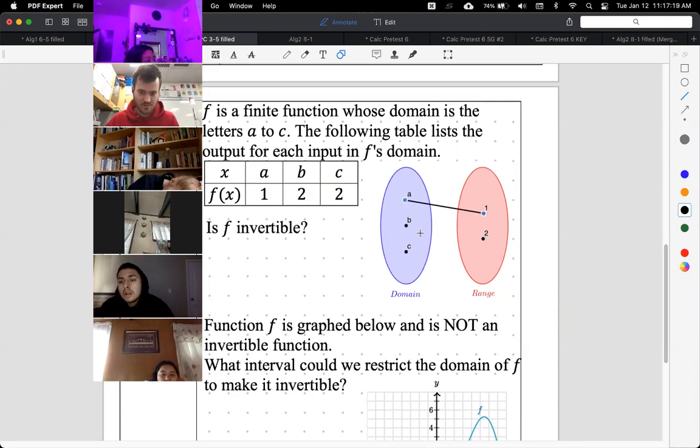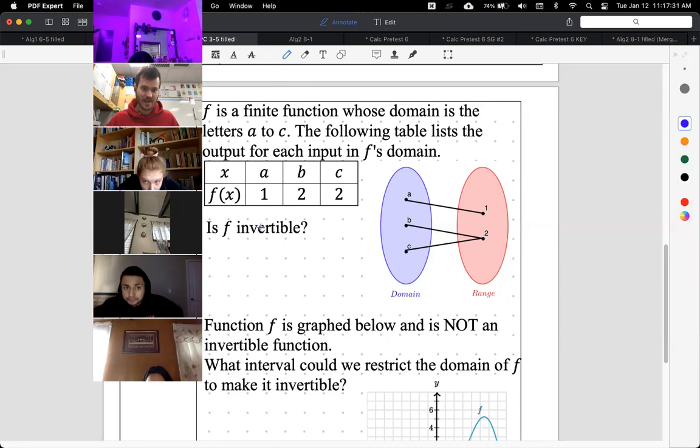Okay, where does B go to? B maps to 2. You draw that line. C maps to 2. Okay, that's the first step in your homework. Whew. That was hard, right? Hard work. Map what goes to what. Next, you answer the question, is it invertible?